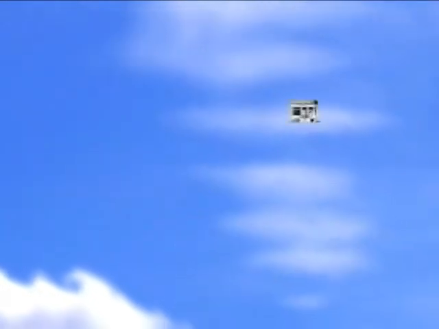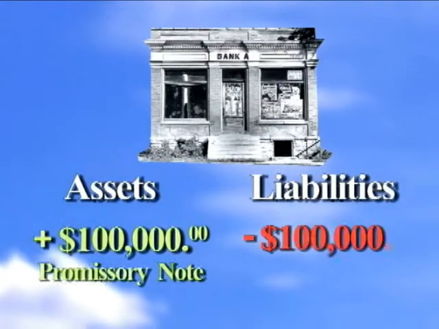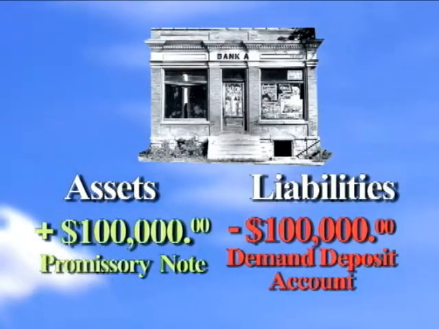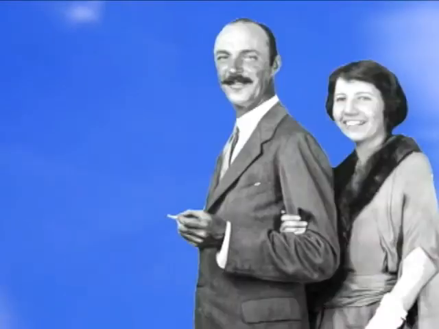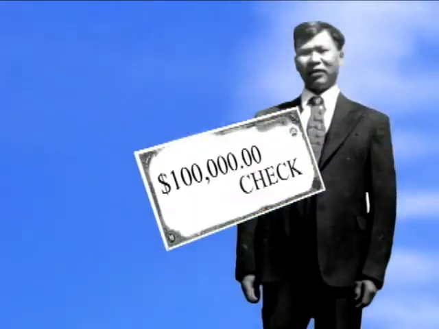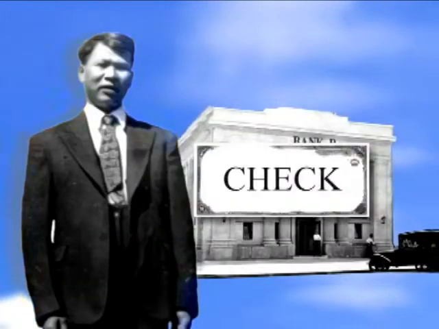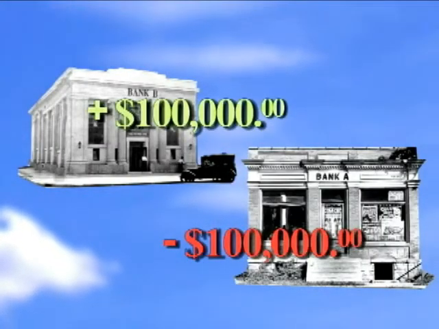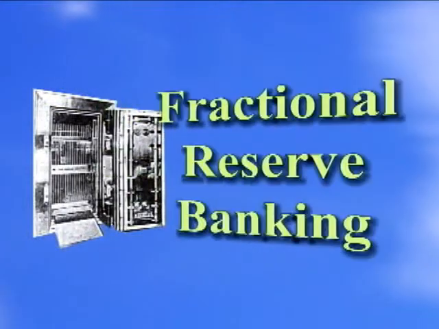Bank A accepts their signed promissory note as an asset and creates a demand deposit account in the Bradleys' name. The Bradleys exchange their promissory note for a $100,000 check payable to seller Tom. Tom deposits the check in his bank, Bank B, and Bank A then transfers funds to Bank B.